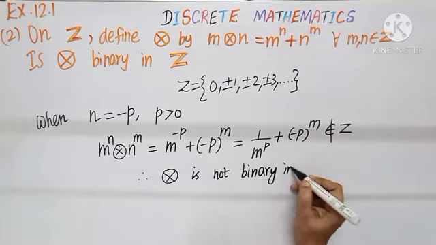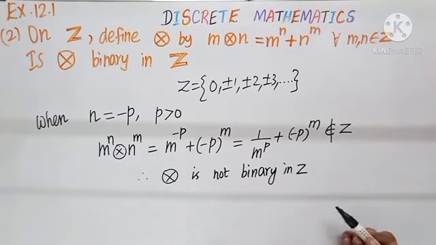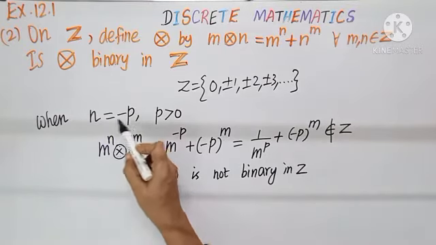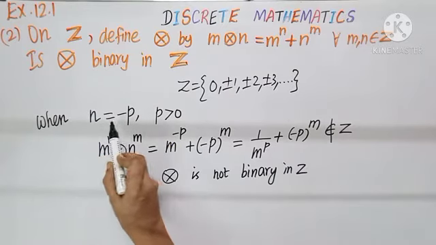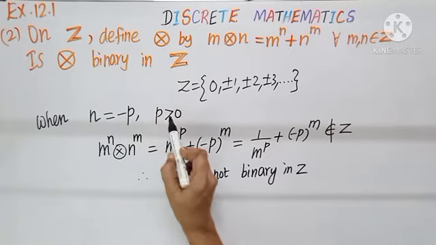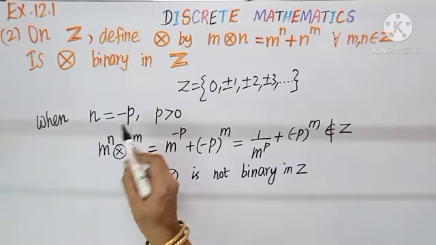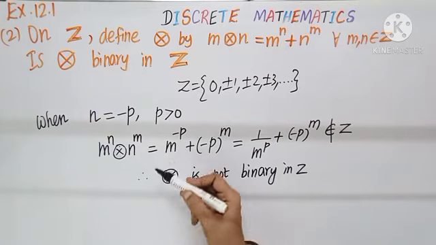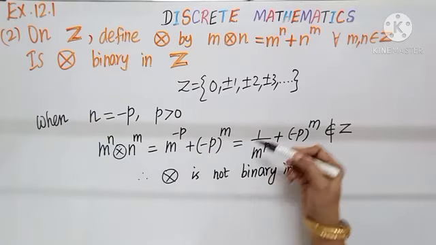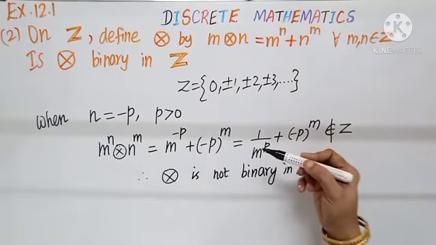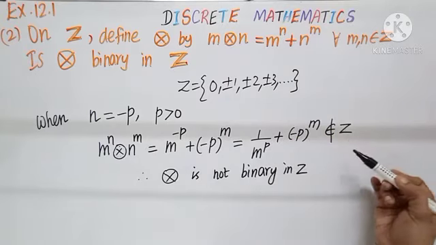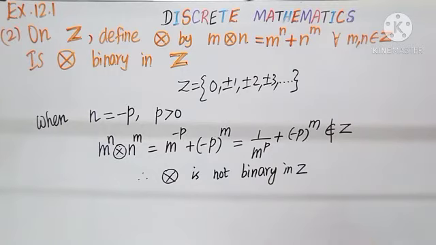A simple problem, but we need to put it in proper words when we explain. So, what is the reason for it not to be binary? Whenever the power is negative, treat n, one number, as negative of p, where p is a positive number. Minus p tells me it is negative. So, when the power is negative, I write 1 by m power p, which becomes a fraction. Fraction is not in Z, and therefore it is not binary in Z.